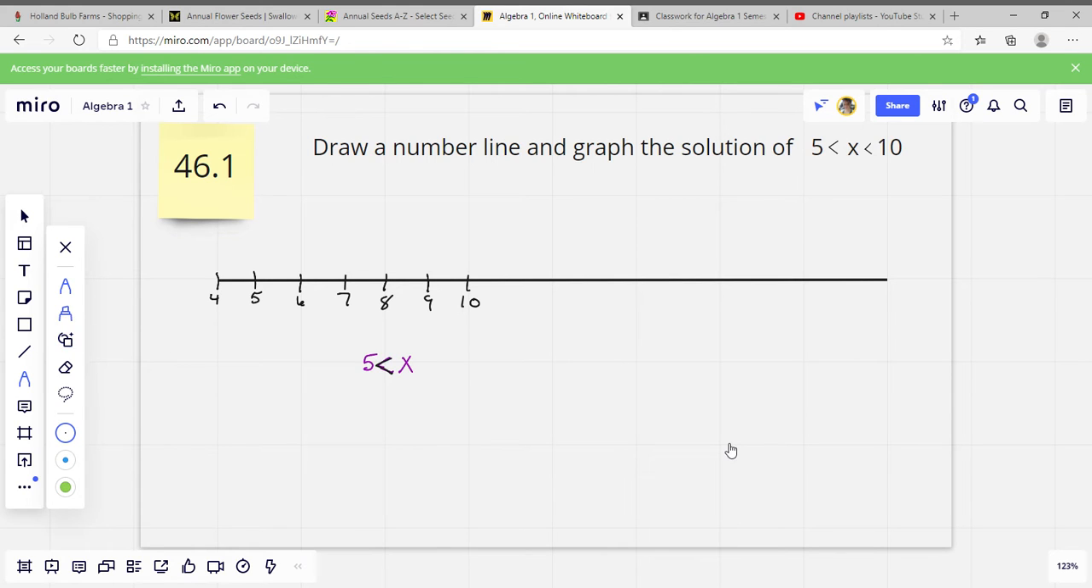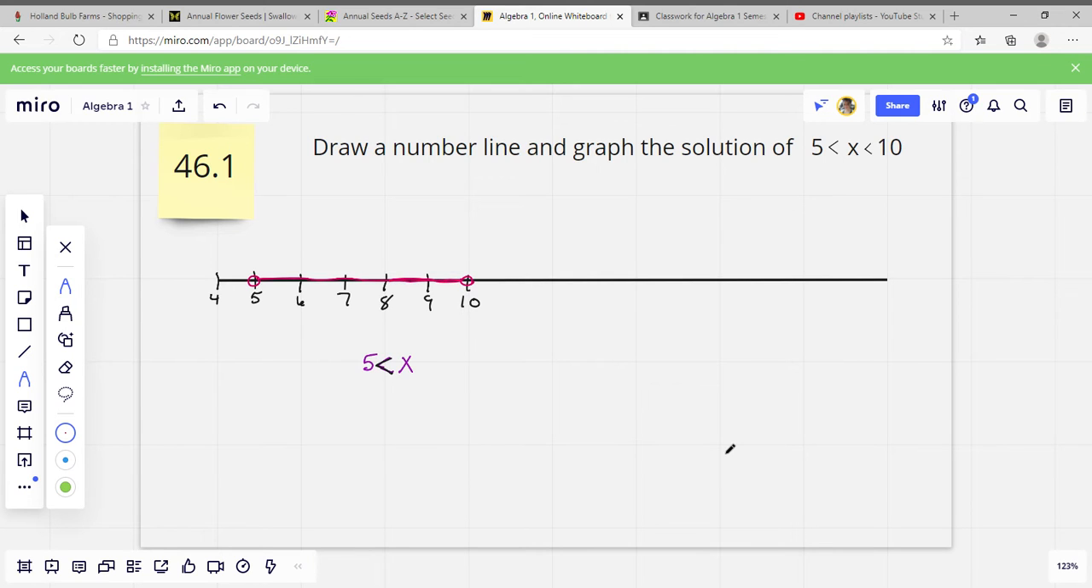Okay, so 5 is less than x. That means 5 is not equal to x. So we have to use a circle there. And that means that x is going to be everything that's greater than 5. We're going to go this way, up to 10. Okay, and x is not equal to 10. X is less than 10, so we're going to use a circle on the 10. Then we're going to connect everything in between.